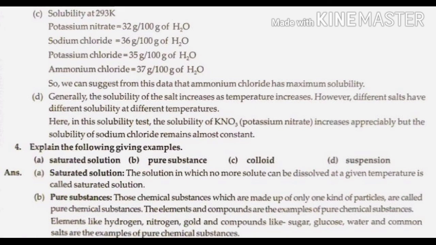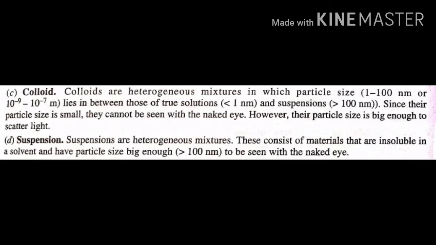almost constant. Colloid. Colloids are heterogeneous mixtures in which the particle size, 1 to 100 nanometer or 10 power minus 9 to 10 power minus 7 meter, lies in between those of true solutions and suspensions. Since their particle size is small, they cannot be seen with the naked eye. However, their particle size is big enough to scatter light.